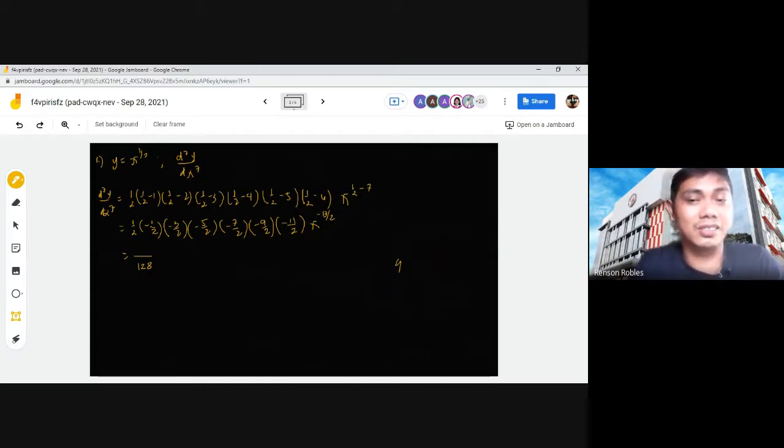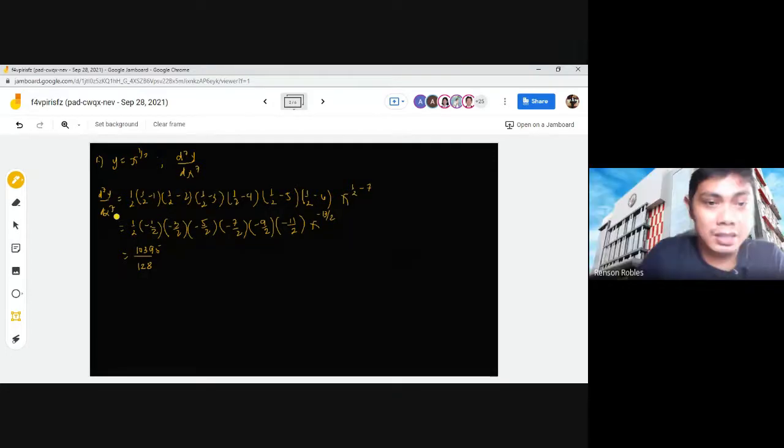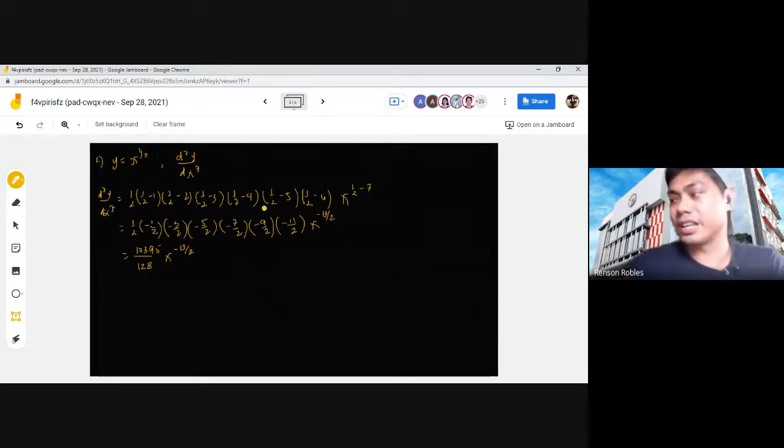Can you execute this on your calculator and try to verify? Correct, sir. 10,395. Then x raised to 1/2 minus 7 is x raised to negative 13 over 2. And then the sign: negative 1, 2, 3, 4, 5, 6. So there are 6 negatives, so therefore that will become positive.